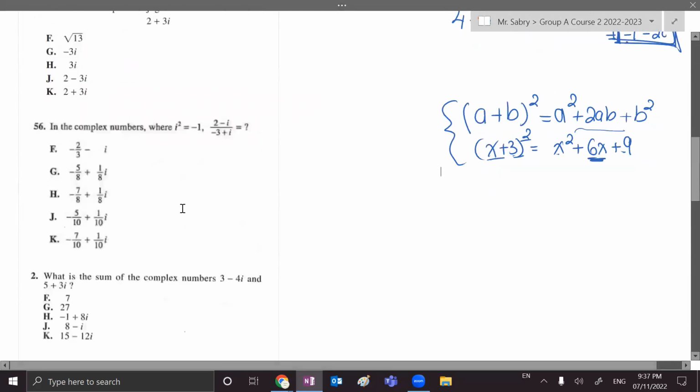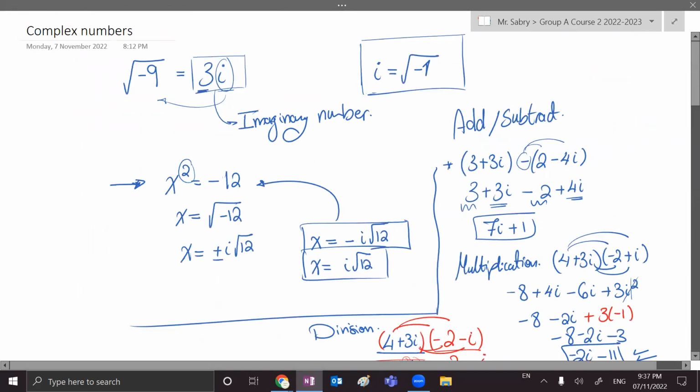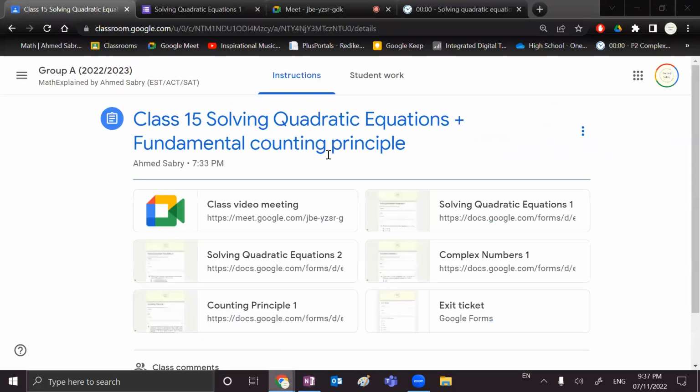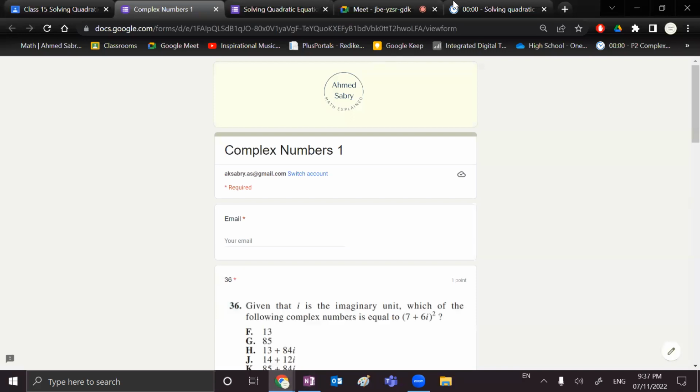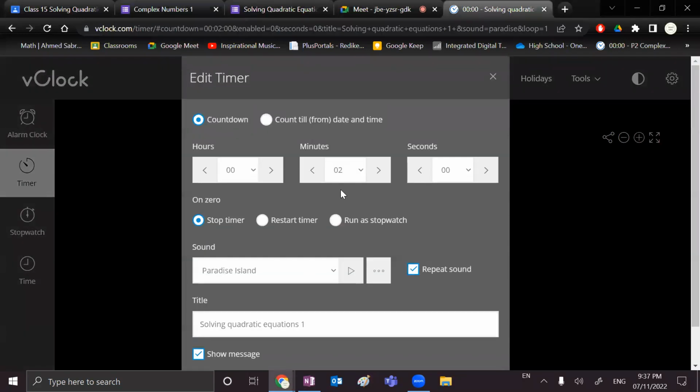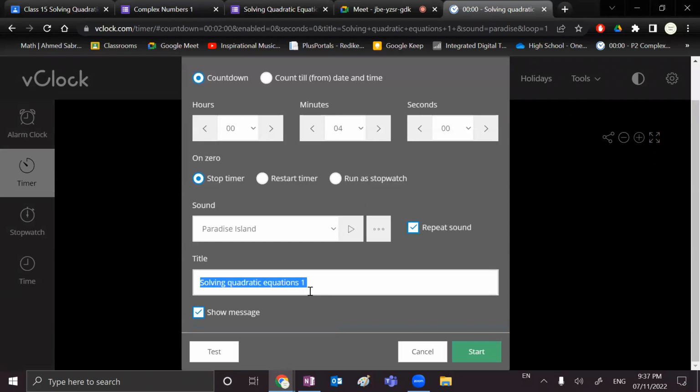Let's try what you can do, and those inshallah I think they're pretty easy, so you can do them pretty quickly as well. Since there are 4 questions in complex numbers 1, I'll give you 4 minutes. They're easy ones. 4 minutes for the 4 questions of complex numbers 1, starting right now.